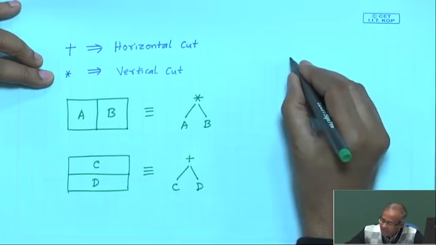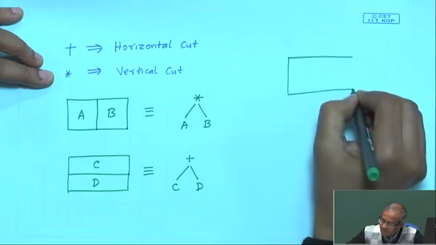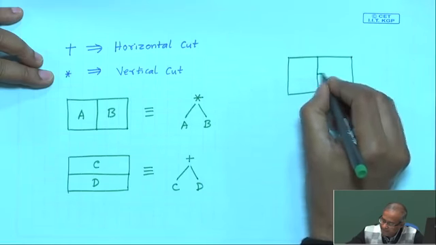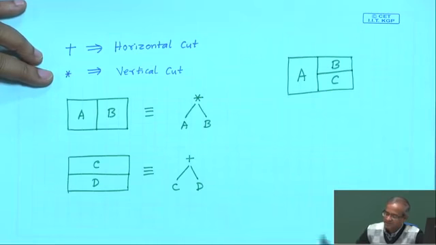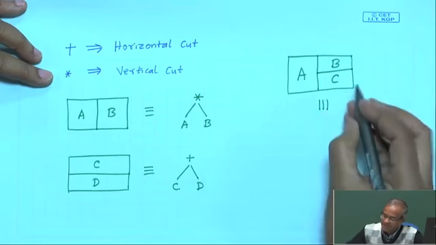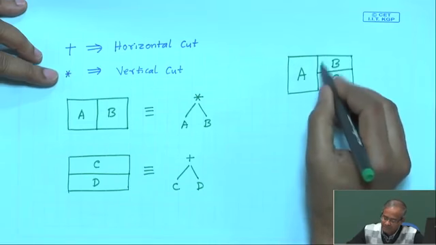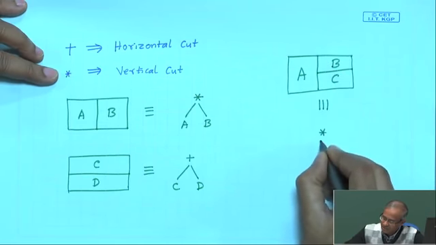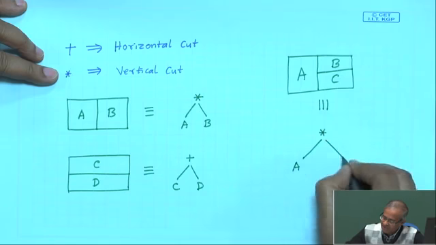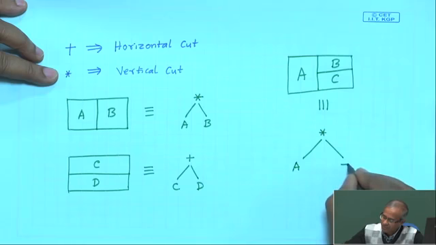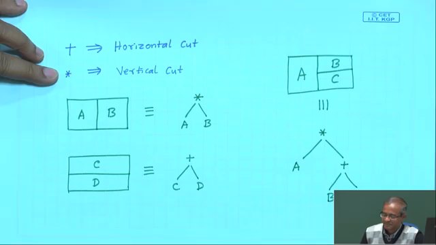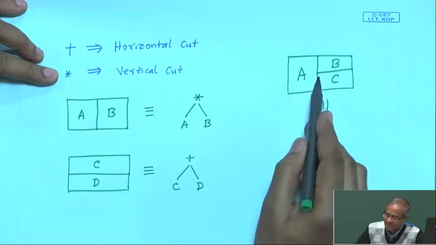Well, let us take another example, a slightly composite one. Let us say I have this. So, the way I represent it is that first I use this vertical cut. So, star. So, on one side it is A and the other side is this whole thing. This whole thing again has a horizontal cut. So, plus B and C. So, this is one way of representing a floor plan.